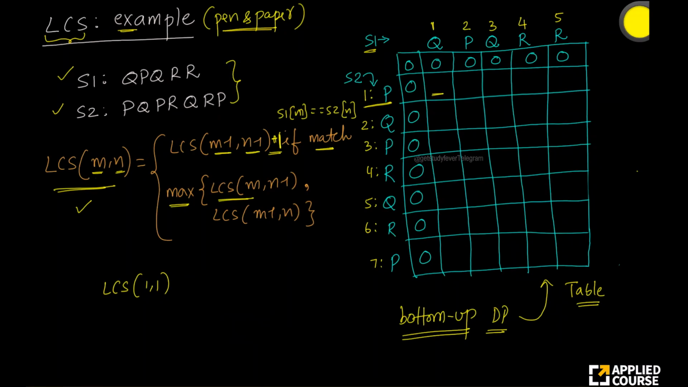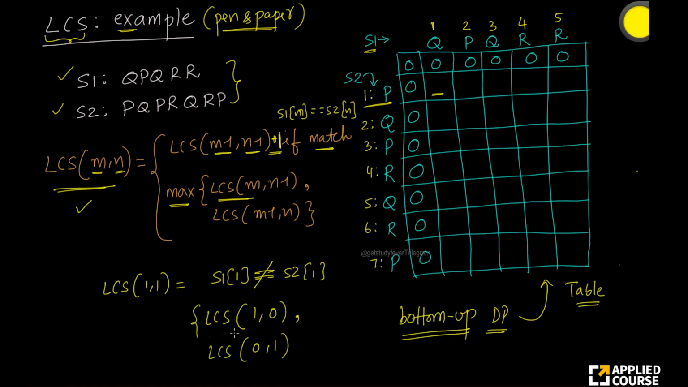If you follow the recursive equation, what is LCS of 1, 1? Is the last character the same? First thing you have to check is whether S1 1 is the same as S2 1. P and Q are not the same. Since they do not match, I need to pick the LCS of m, which is 1, and n minus 1, which is 0, and LCS of 0, 1. Between these two, I need to pick the max.